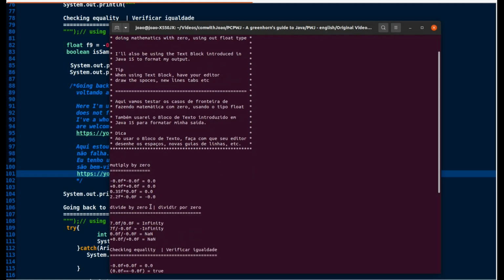Multiplying anything by zero will give you zero. So multiplying a negative with a negative is giving me a zero. Multiplying two positives gives me a zero. And there I'm multiplying 2.2 float times a negative, and it's giving me a negative zero there.